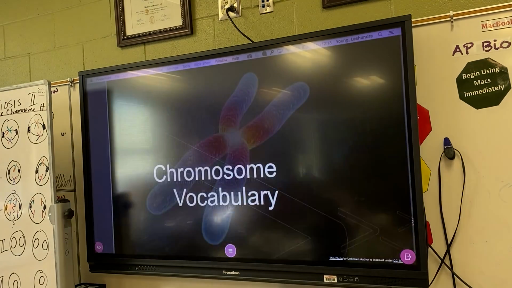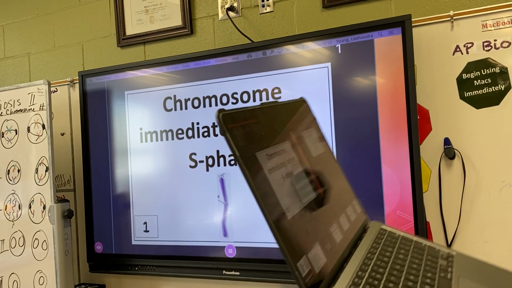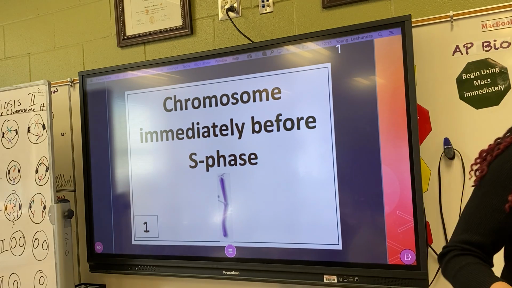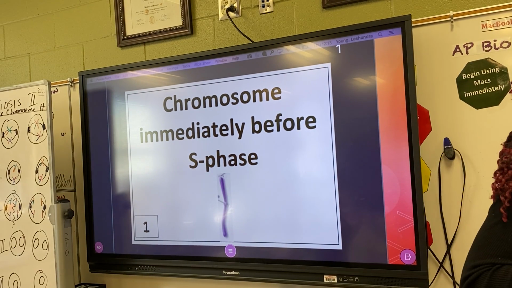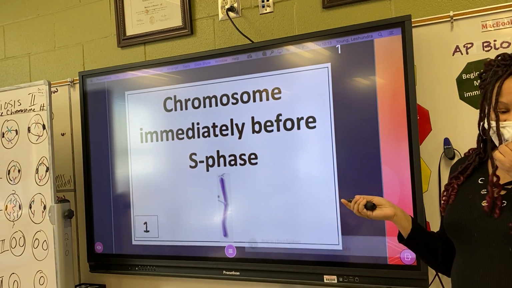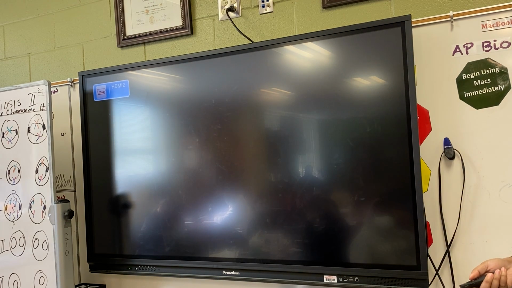All right, let's get back to chromosome vocab. So, first slide. What type of chromosome is this? We talked about two types of chromosomes. Chromosomes can be duplicated and they can be unduplicated. So what kind of chromosome is illustrated on the board? Is this a duplicated chromosome or an unduplicated chromosome? Unduplicated. This is an unduplicated chromosome. This is what chromosomes look like before they enter S phase of a cell cycle. All right?